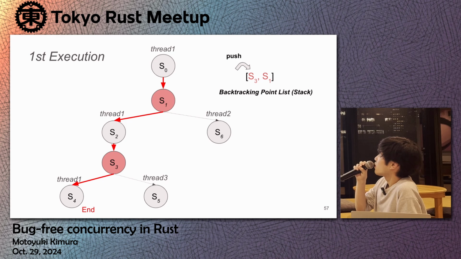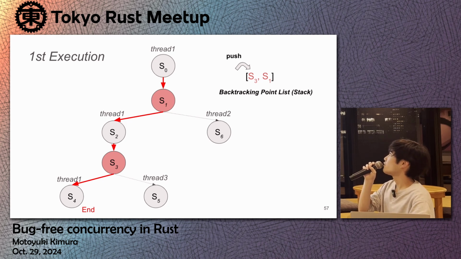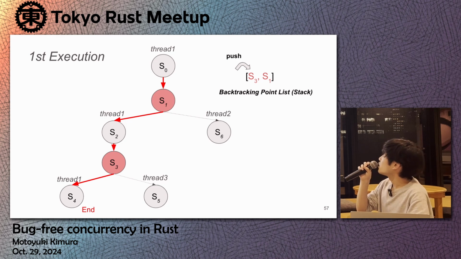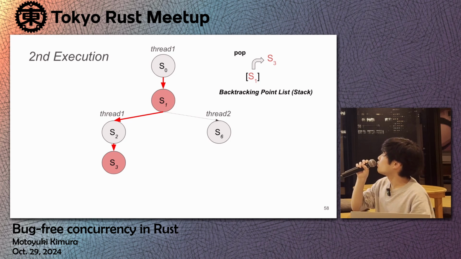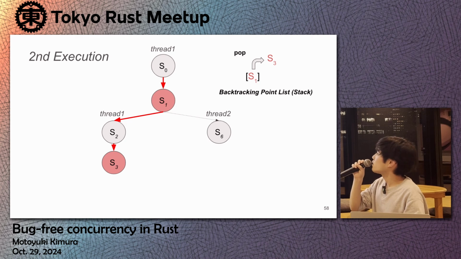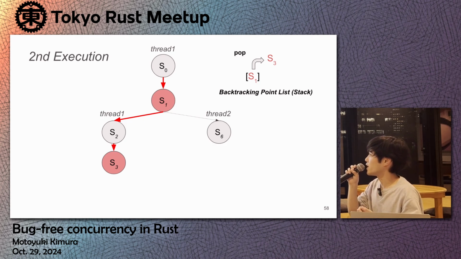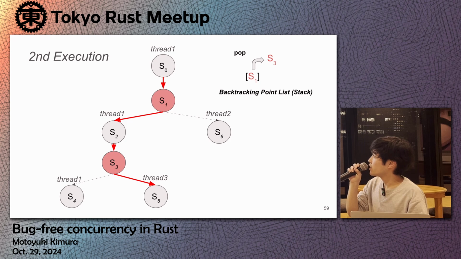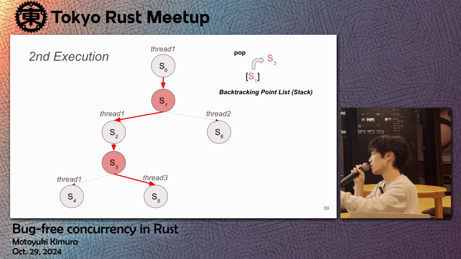At this point, notice that we have two elements in the backtracking point list. So we need to explore all backtracking points. So we proceed to the second execution. In the second execution, we pop the head element, in this case S3, and then we proceed the program to S3. When we hit S3, we will make a different choice from the previous one. In this case, we will choose thread 3.